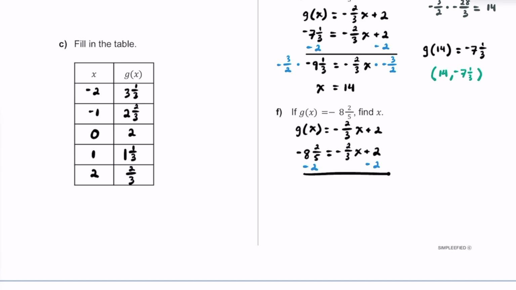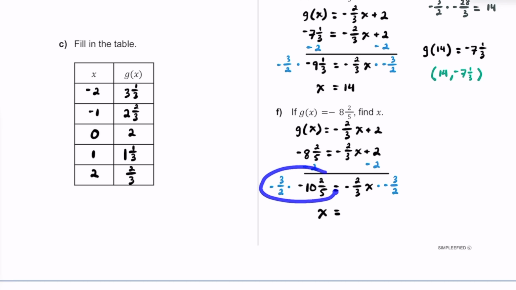And if we go ahead and subtract 2 on both sides here, we're going to get -10 2/5 on the left side of the equation. On the right side, we're going to have -2/3 multiplied by x. Now, similar to the last one, we can just go ahead and use the multiplicative inverse. Let's multiply both sides by this -3/2. On the right side here, these reciprocals, of course, will multiply to get 1. That's using the multiplicative inverse property. So we're going to have 1x, or just x equals.